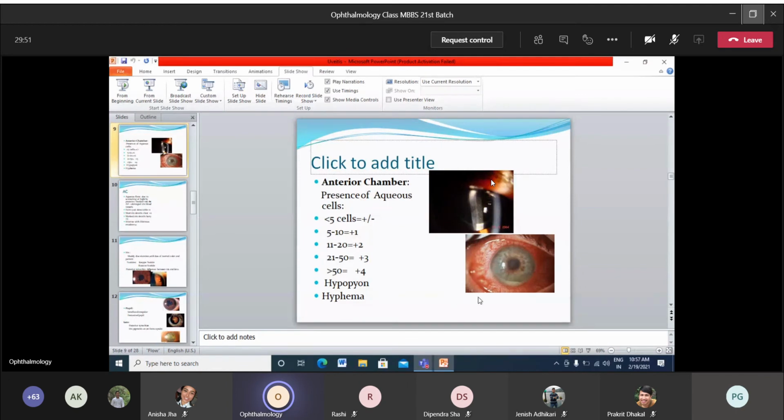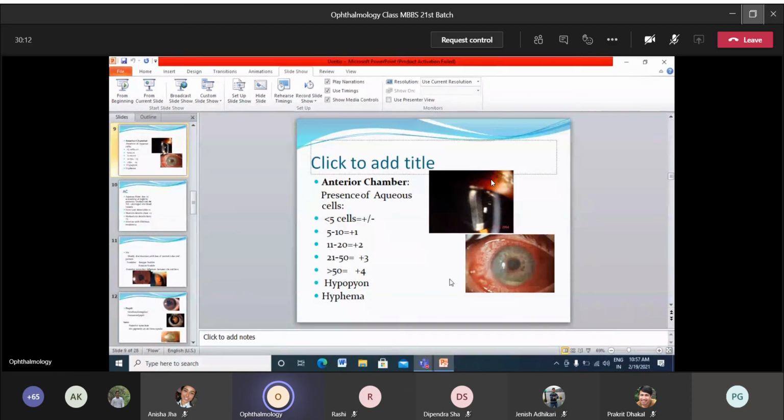In addition, we can also have hypopyon or hyphema. Hypopyon is a collection of pus in the anterior chamber, as you can see in this picture down here, and hyphema is a collection of blood in the anterior chamber. So that is about the hypopyon and hyphema.